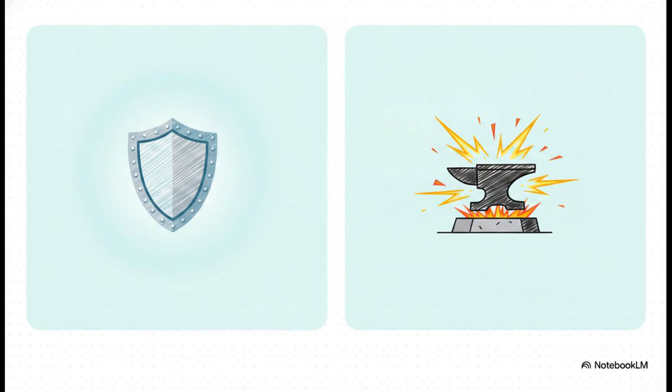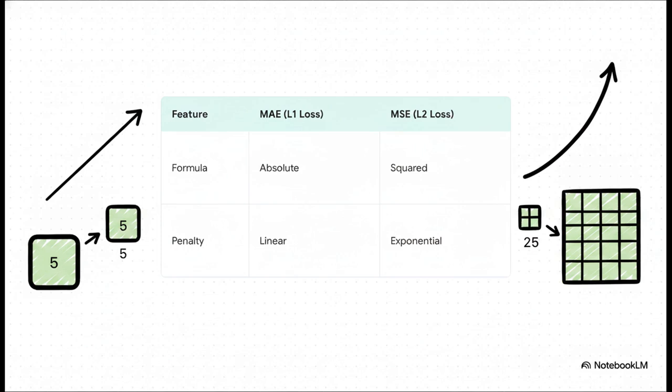On the right, we have MSE, or mean squared error. MSE removes the negative sign by multiplying the error by itself. It squares the difference. So if MAE is the fair judge, MSE is the strict disciplinarian of our models. Now check out how the mathematical difference of squaring completely changes the penalty size. MAE, which is also known as L1 loss, creates a linear penalty. If the error is 5, the penalty is based on 5. Pretty straightforward. But MSE, known as L2 loss, creates an exponential penalty. Because it squares that difference, an error of 5 suddenly explodes into a penalty of 25.